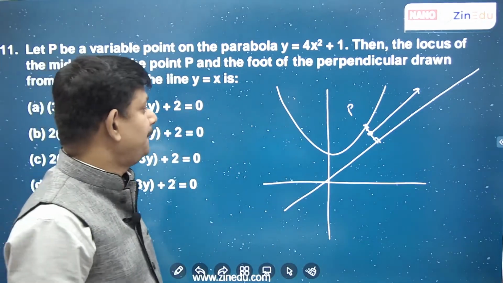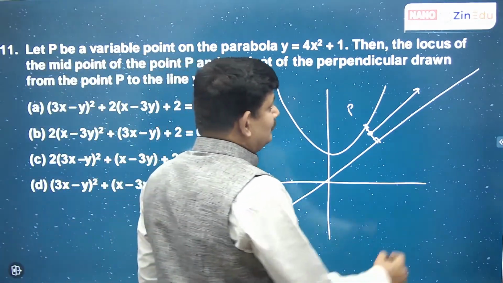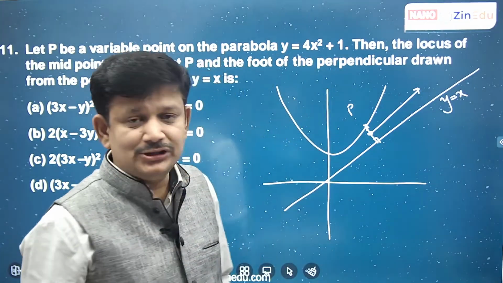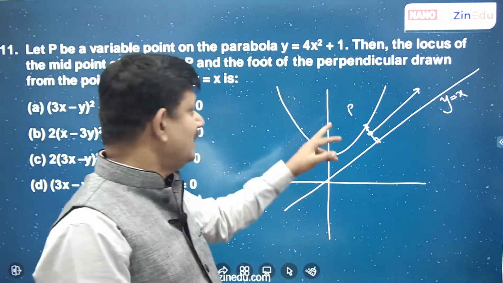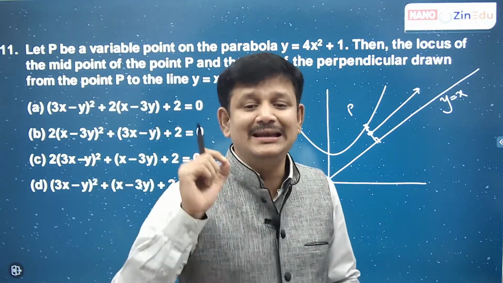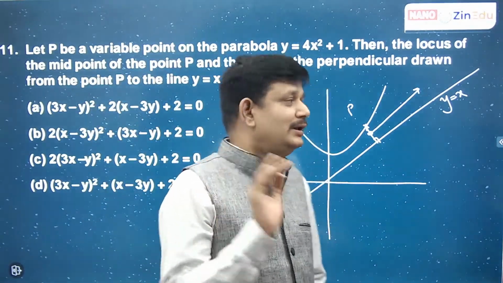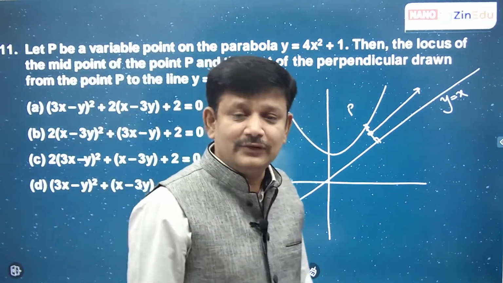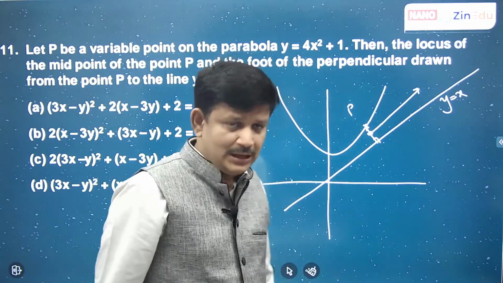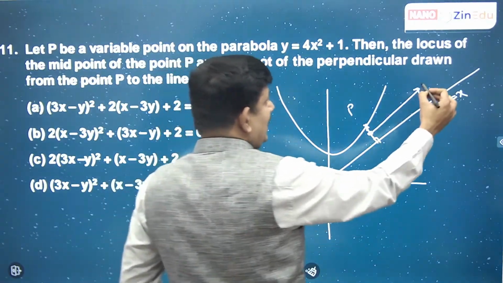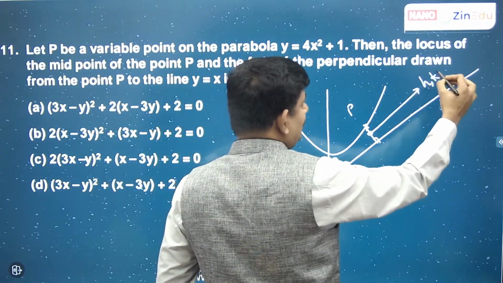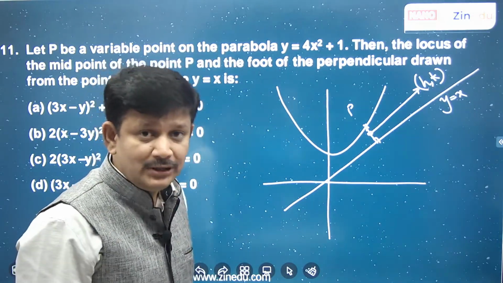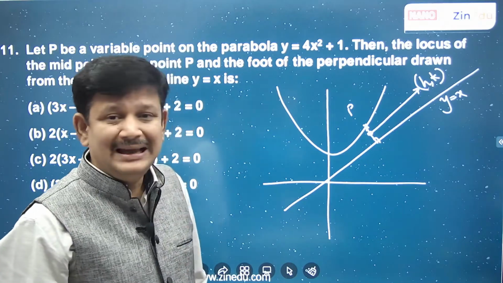Okay, fine. This line is y is equal to x. There are two ways to do it. Any locus question, you can do it in two ways. One, either assume the information in terms of any one unknown and try to eliminate the unknown. So here you could have assumed the point as alpha comma alpha square plus 1 and continued the question. Alternately, you start by assuming, let the point whose locus is to be determined be h comma k.